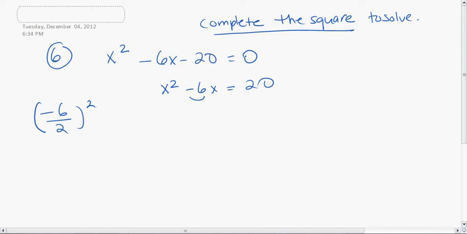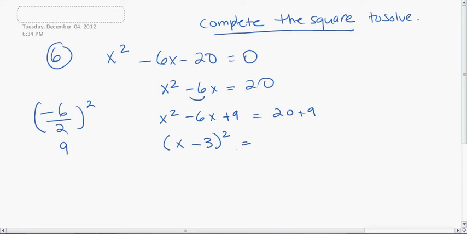When I take negative 6 and divide it by 2, I get negative 3, and when I square it, I get a 9. So this is going to be 9 when I'm done, and I'm going to add 9 to both sides. So now I've got x squared minus 6x plus 9 equals 20 plus 9. So I've added this value on both sides of the equation. Step 3 says to factor the left side of the equation. So when I factor x squared minus 6x plus 9, I get x minus 3 squared.